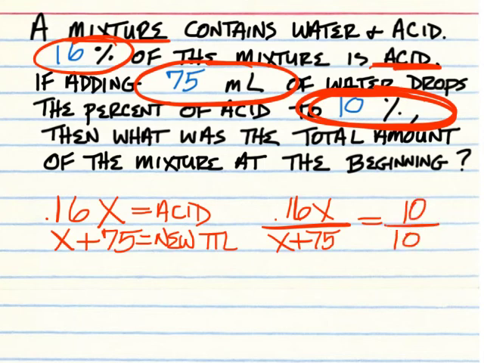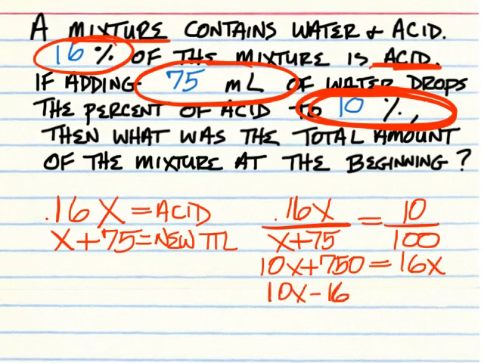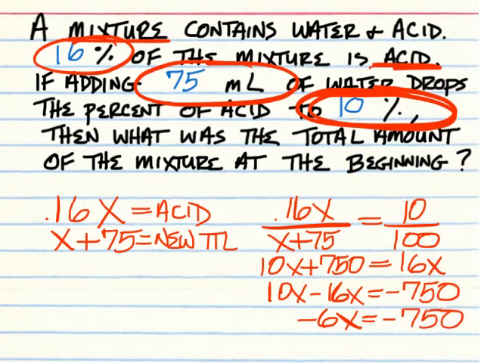Cross multiply to get 10x plus 750 and set that equal to 16x. 10x minus 16x equals negative 750. That should give us a negative 6x equals negative 750. Answer should be x equals 125 milliliters.